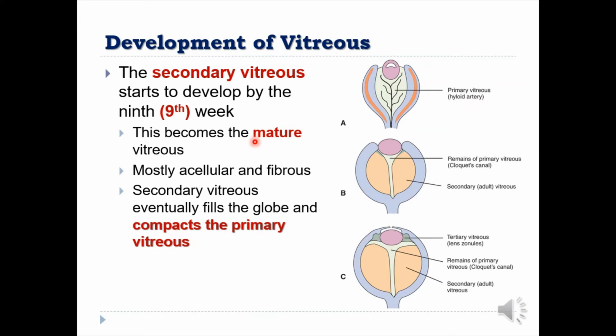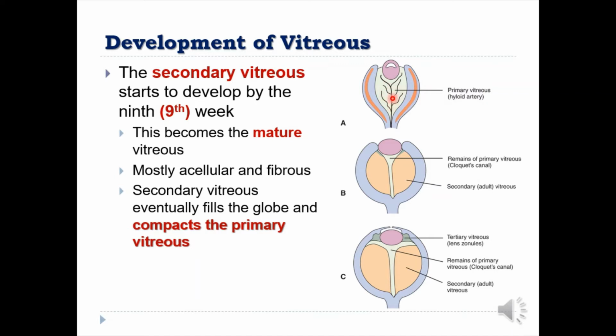So what happens to the primary vitreous? When the secondary vitreous forms, it eventually fills the globe and compacts the primary vitreous. So when the secondary vitreous is formed, it just compresses the primary vitreous, and the secondary vitreous is formed around the primary vitreous. Okay, so when you look at this picture now, this is the first one, the primary vitreous.